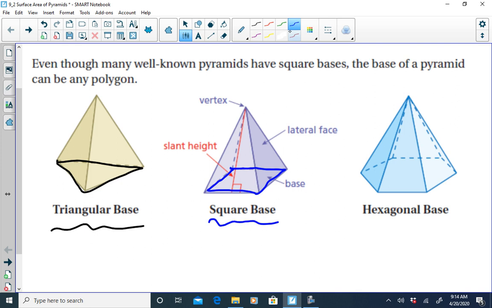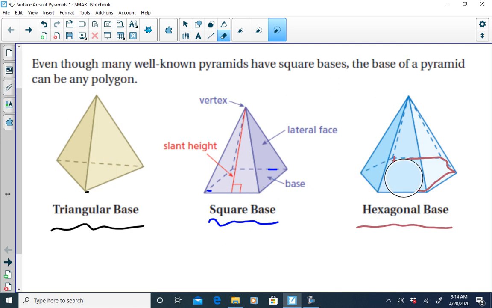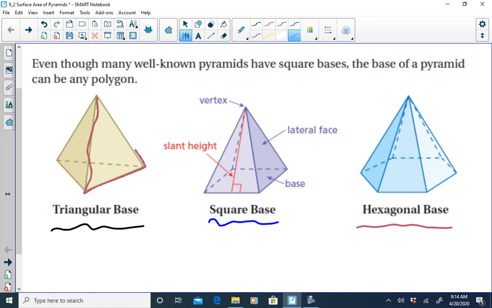This last example here, the base is a hexagon. There are 6 sides there. Hence the name, hexagonal pyramid. An important characteristic of pyramids is that the lateral faces are always triangles. The lateral faces are the faces that are not bases.